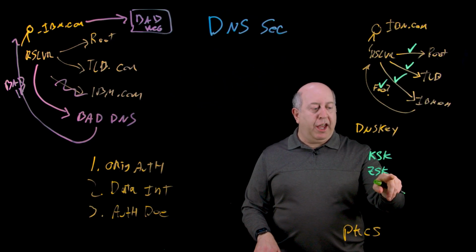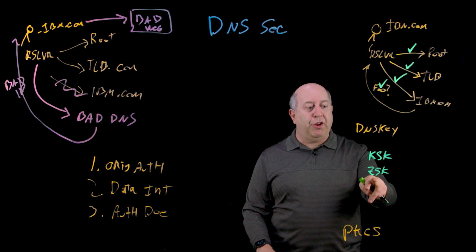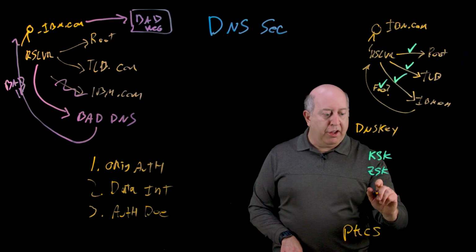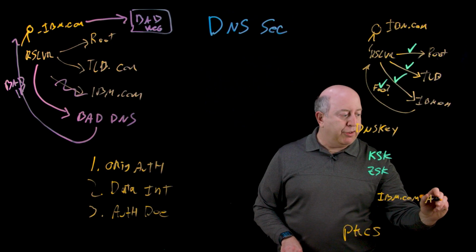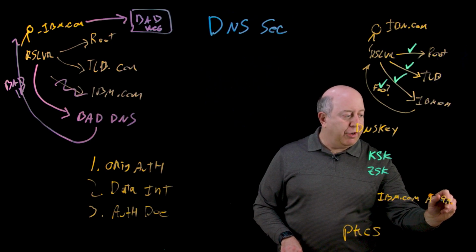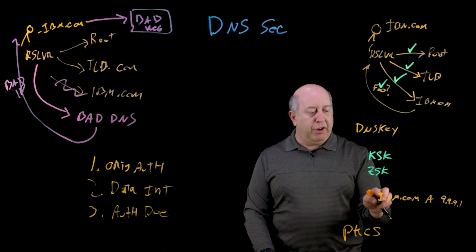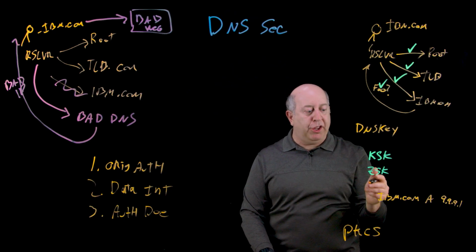The ZSK, we'll talk about first, is used to sign the zone. That's why it's Z for zone signing key. And the way that works is if I have a record in the zone, let's say IBM.com is my record in my zone. It's got an IP address, say 9999.9991, let's say, is the IP address. Then I want to have a way to validate that this is really the correct answer when it's returned back to the user.